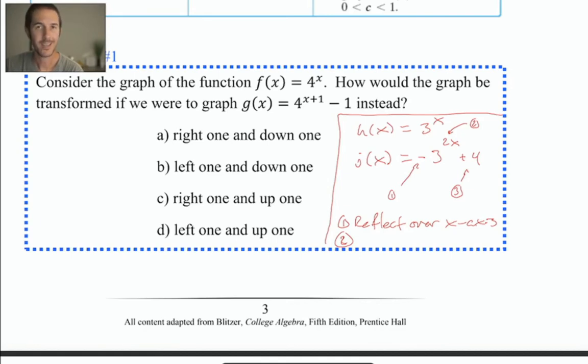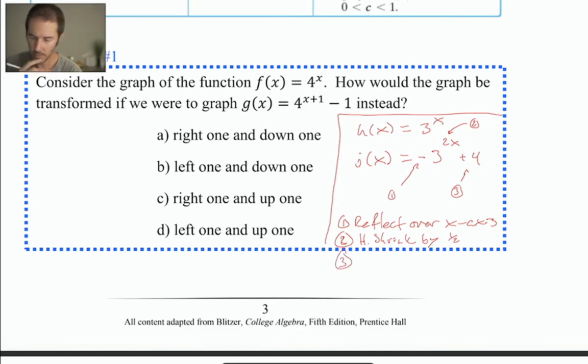Don't forget that when you're inside the function, you're going to get results that are the opposite of what you think. It's not a horizontal stretch by a multiple of 2, it's a horizontal shrink. We're going to be half as wide as we were before. So this is going to be an h for horizontal shrink by 1/2. Or write that however you want. The resulting graph will be half as wide.